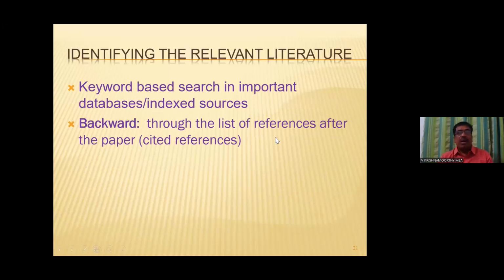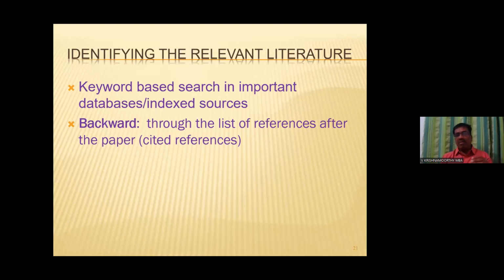Now, how to identify the relevant literature? Normally, before writing a review of literature, first we should identify the literature from research journals. How can we identify it? Keyword plays a very important role. Based on the keyword, we can identify the relevant literature.